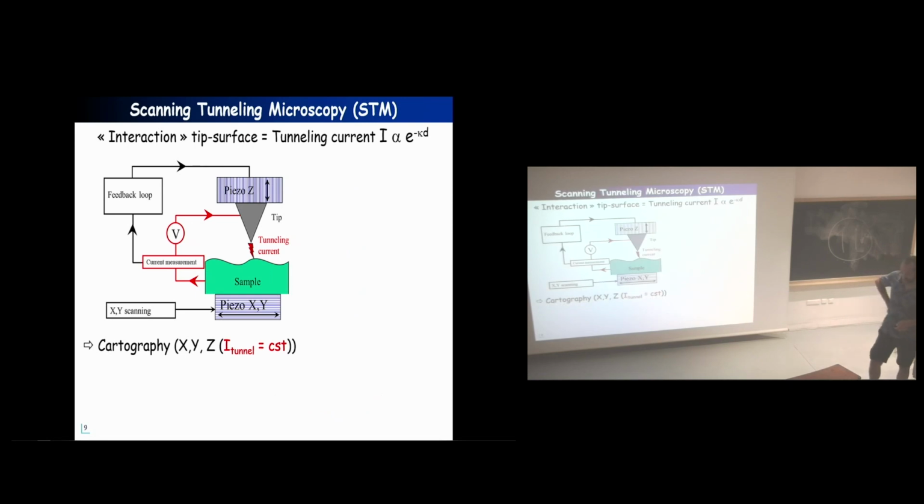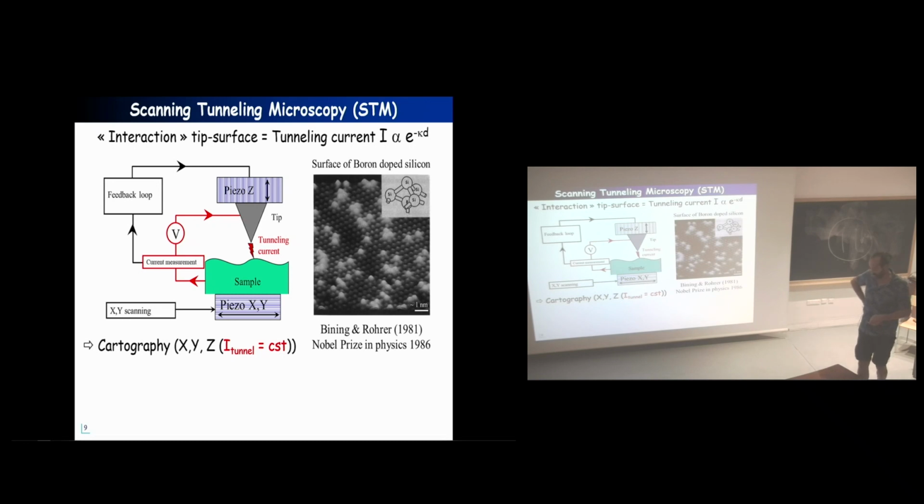So the simplest SPM is the scanning tunneling microscopy. In this case, the interaction is a tunneling current flowing from the tip to the sample. If you polarize it, and then you measure this current, feedback loop, and you will distort this Z piezo to maintain this current constant. So this invention was extraordinary since it was the first time it was possible to see the atom on the surface.